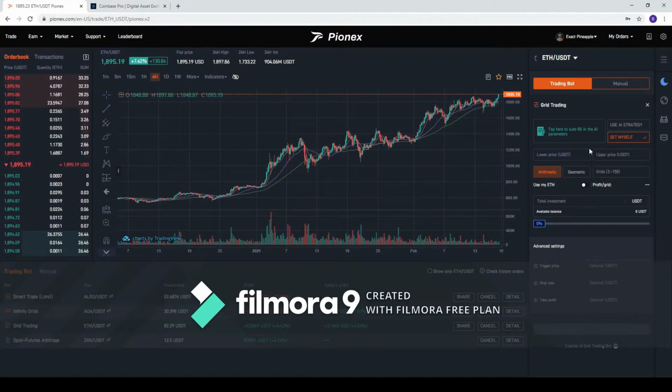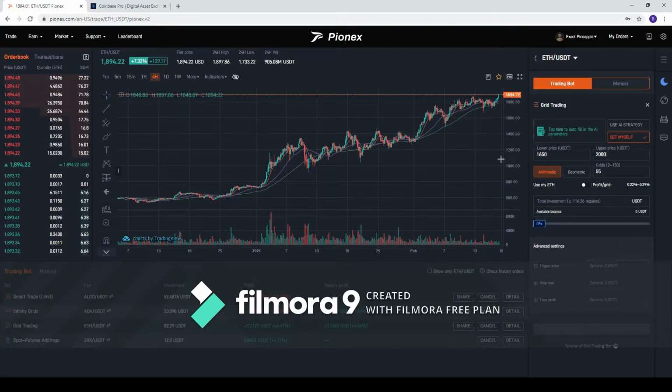Okay, so what you can do here is you can auto-fill in the AI parameters just to give you kind of what they're thinking. So let's go over this real quick. The parameters consist of the lower price. The lower price is the absolute minimum that you want this bot to run. I have not seen Ethereum dip below 1,600 in about a week or so, maybe a little more than a week. So let's start it at 1,650. And I think a good upper price would be just 2,000.